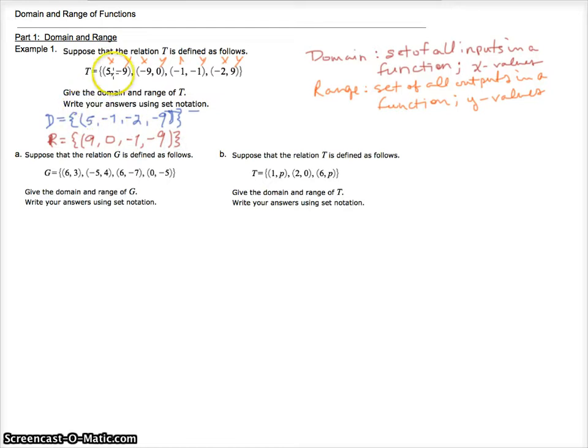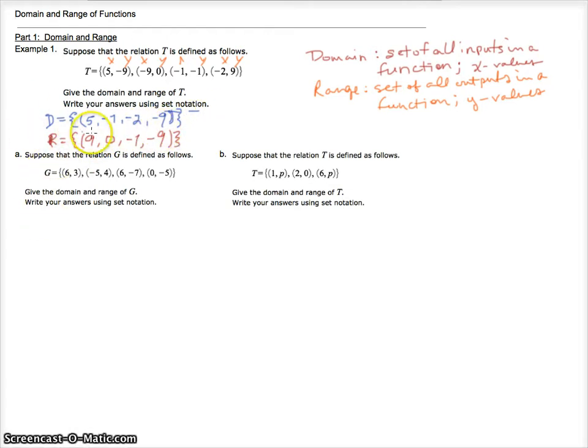Now, if you would like, you can keep the ordered pairs together and go just in the order. So I could have had 5, -1, and -2, and then kept -9, 0, -1, and 9 in order. That's fine. There's no real right way to do it.